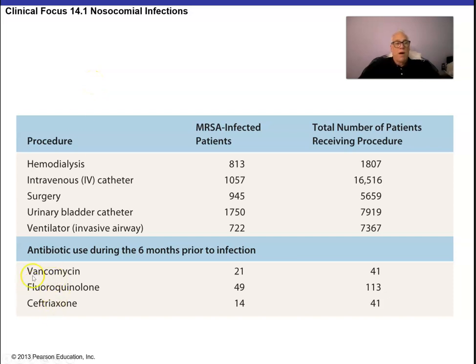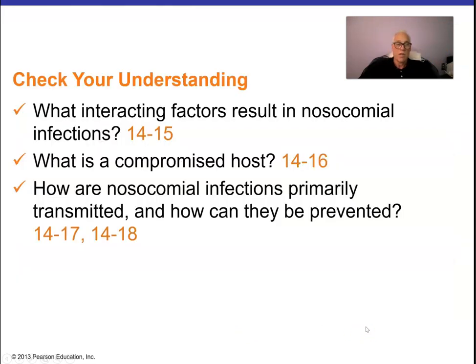So which antibiotics are bugs becoming resistant to? Vancomycin, fluoroquinolone, ciprofloxacin is a fluoroquinolone. So a lot of people get treated with these antibiotics, and what often happens is we select for antibiotic-resistant bacteria, and eventually we wind up with a bunch of antibiotic-resistant organisms on our hands.